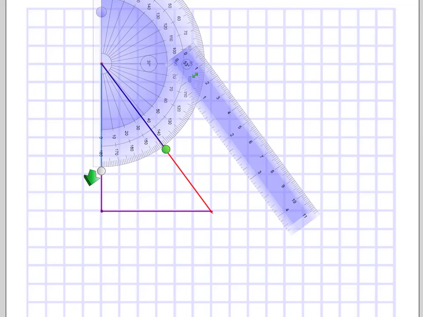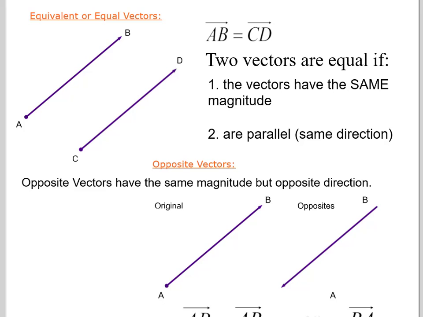37, there it is right there. Okay, so even using the computer, I've got a pretty accurate vector scale diagram. Okay, so equivalent or equal vectors. So you can see that AB is equal to CD. The little arrows on top is how we denote vectors.